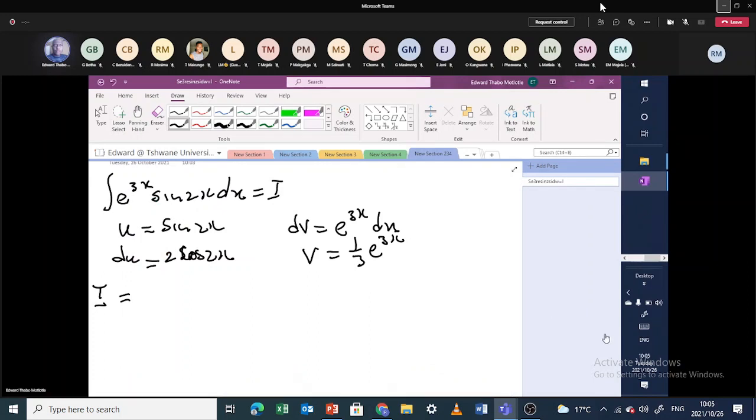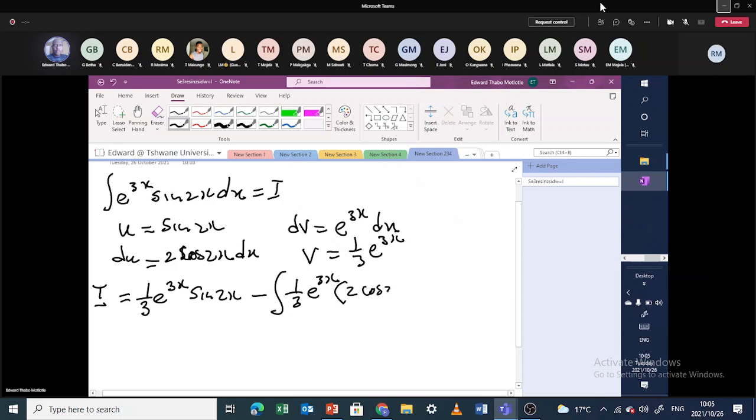I said we give it a name, I. So this is I. Now let's substitute. So it's going to be 1 over 3 e to the power 3x sine 2x minus, using the formula, I think now you master the formula, minus the integral, we substitute v, 1 over 3 e to the power 3x, now we multiply it by this dx here, multiplied by 2 cos 2x dx.